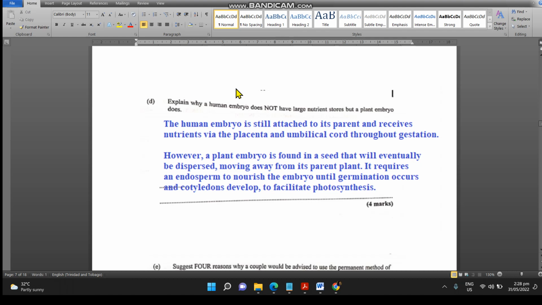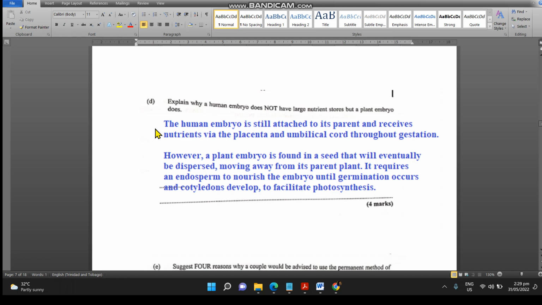So we're looking at question 3. This is July 2021. Explain why a human embryo does not have large nutrient stores, but a plant embryo does. Human embryo basically will grow into a baby, remember that. So the human embryo is still attached to its parent. Remember, it has the placenta and the umbilical cord, so it receives nutrients via those extra-embryonic membranes throughout gestation or pregnancy. It also helps to release waste through that umbilical cord, such as urea and carbon dioxide.